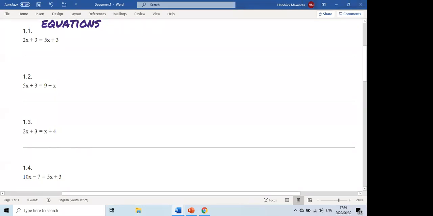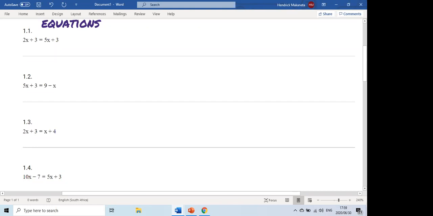I say 10x minus 5x is 5x, which is equal to positive 7 plus 3 is equal to 10. So my answer is 1. Okay. So your answer is 1. Yes, sir. All right. I like the method that we have used.